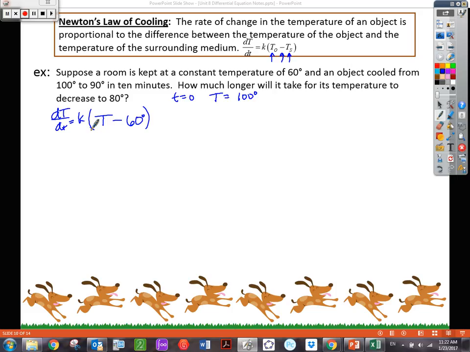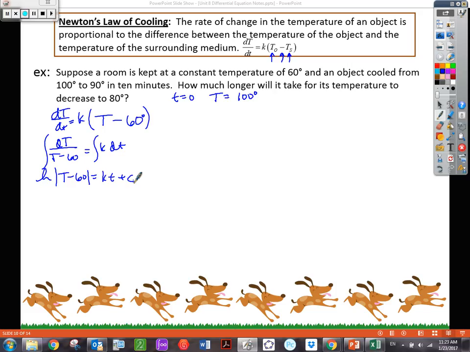All right, so now let's separate our differential equation. So we get dT over T minus 60 equals k dt. We integrate both sides. Natural log absolute value T minus 60 equals, oops, this one was just a k. Let's fix that little guy. That was k dt, so when I integrate it, it's kt plus C.